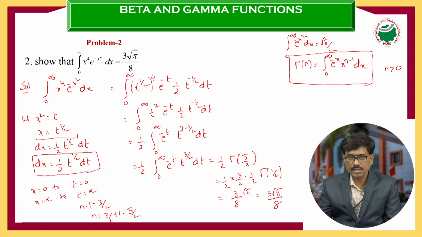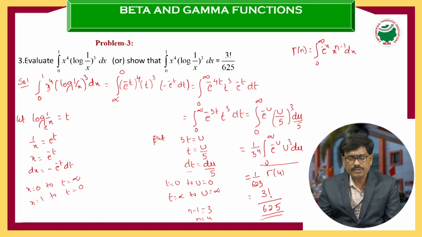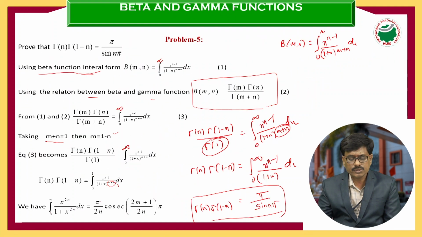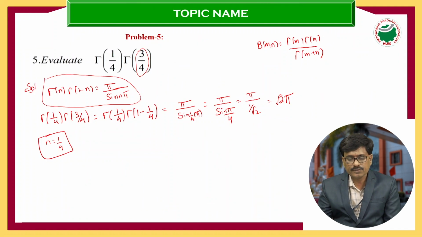We converted it in terms of gamma functions. With the help of the gamma function, we evaluated the second kind of improper integral, and even though the function consists of a logarithmic function, we evaluated such integral values. We also proved the relation between beta and gamma, which is gamma m, gamma n by gamma of m plus n, and with the help of the duplication formula, gamma n into gamma of 1 minus n equals pi by sine n pi, we converted into pi by sine n pi. In cases where it is difficult to evaluate gamma of certain values, we use the duplication formula, which is gamma of 1 by 4 into gamma of 3 by 4.